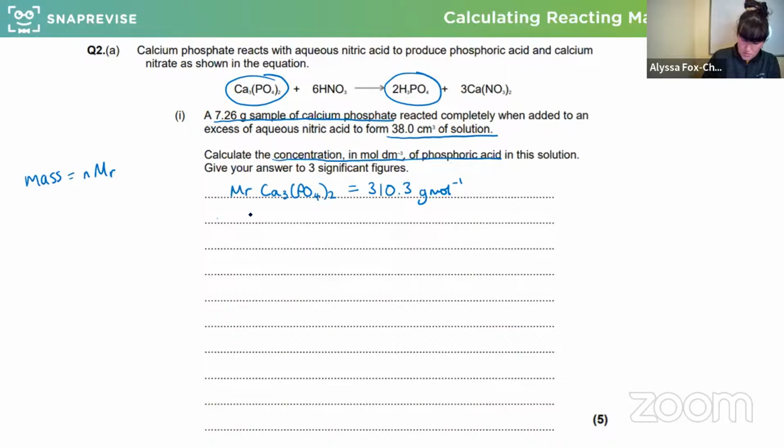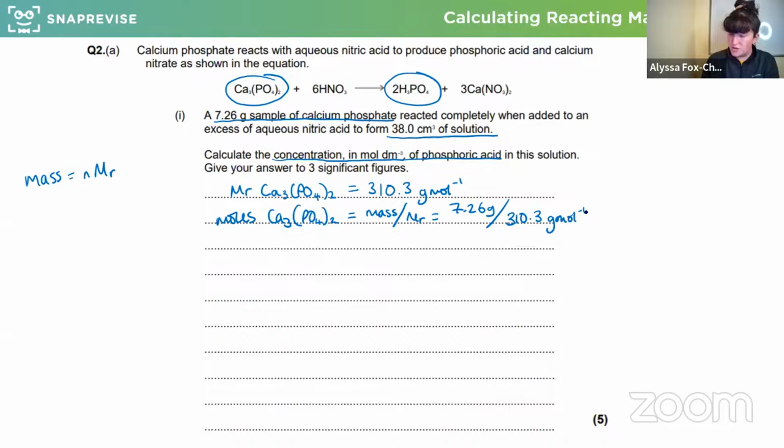Therefore, the moles of calcium phosphate, if I rearrange my mass equals n Mr equation, moles are equal to mass divided by Mr. My mass I was given as 7.26 divided by the Mr, which is 310. I've just worked it out super quickly. Again, I would normally leave you time to do this, but we are short on time. There's a lot to do in this class. So that would end up being 0.0234 moles of calcium phosphate.